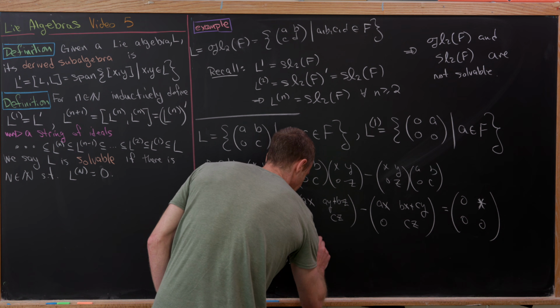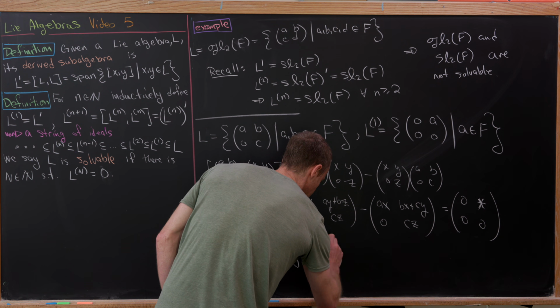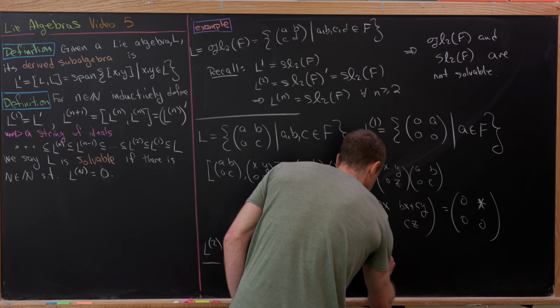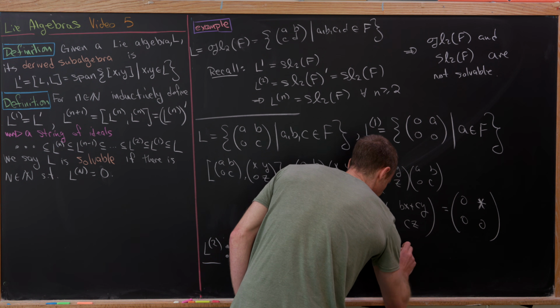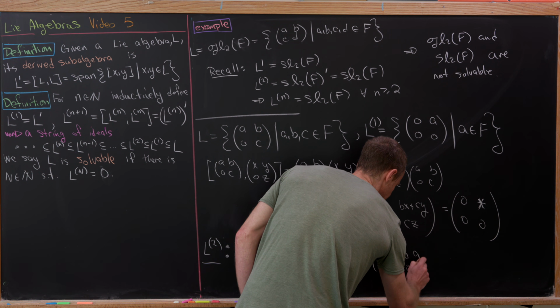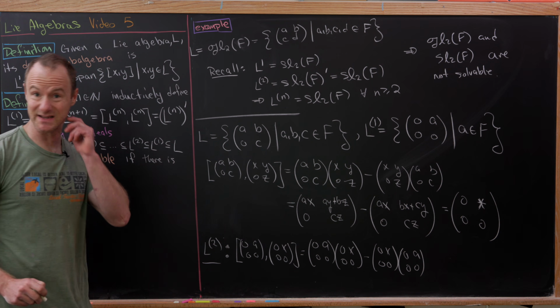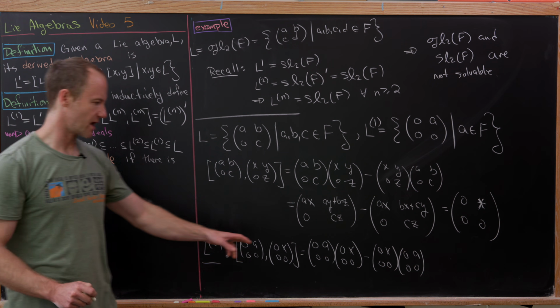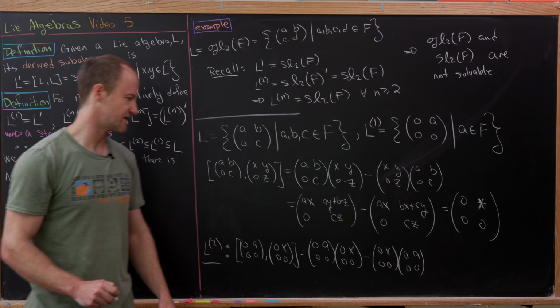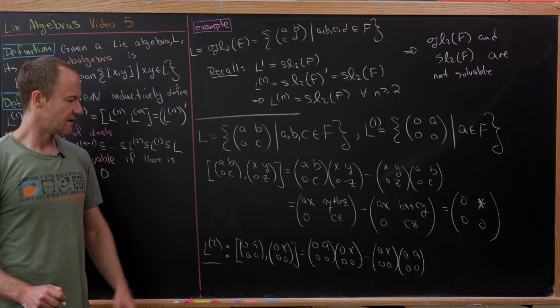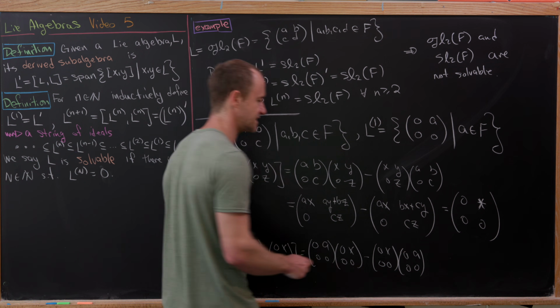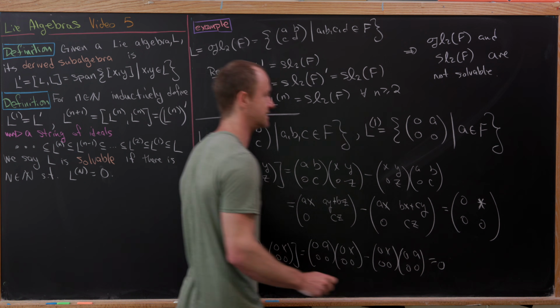So let's see, that's going to be the product in one order. So let's get that written down. Minus the product in the other order. So let's get that written down. Okay, nice. But let's notice that the product of these two matrices is 0. That cancels out. And the product of the other two is also 0. So we get 0 minus 0, which is 0.